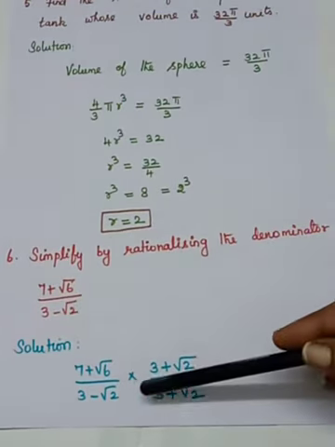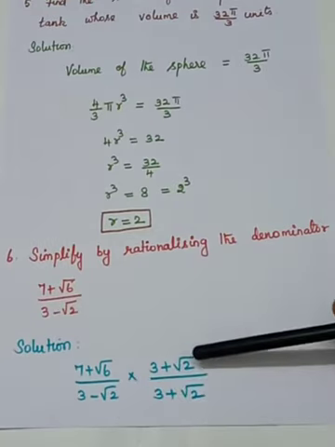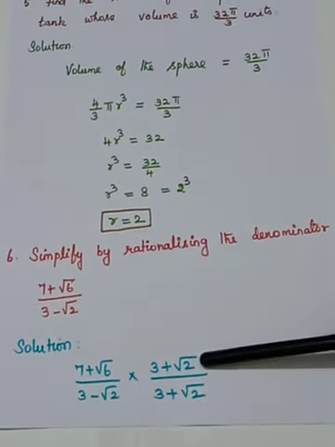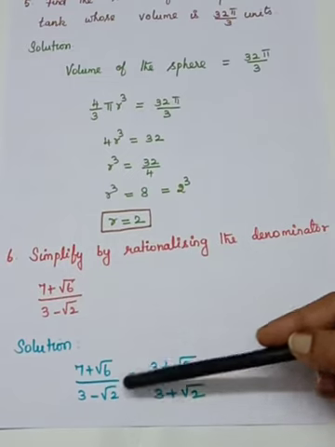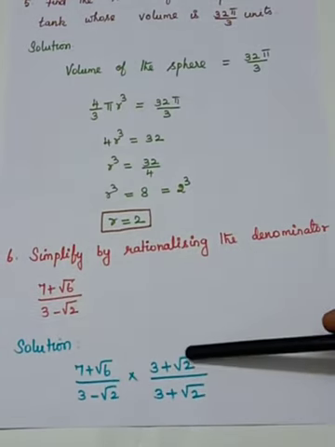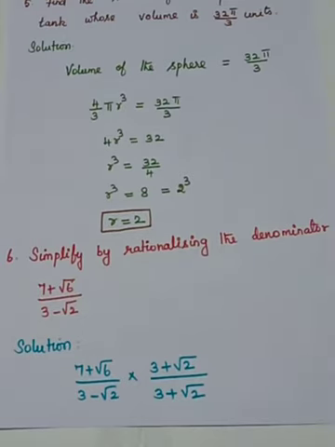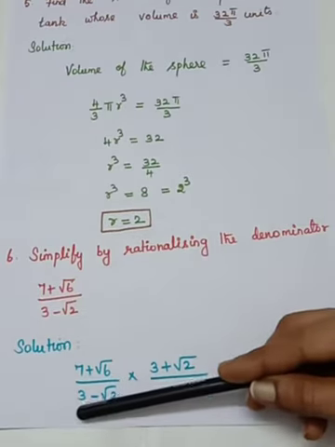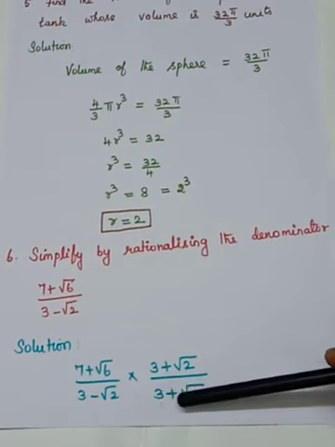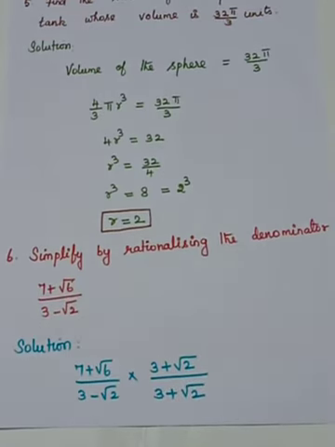So for that, what do you have to do? You have to take the conjugate of this. So 3 minus root 2, the conjugate is 3 plus root 2. So multiply and divide by 3 plus root 2. You look at the denominator, how is it? It is a minus b into a plus b. So what is the formula? a minus b into a plus b is a squared minus b squared.